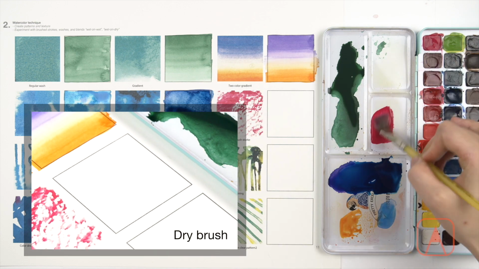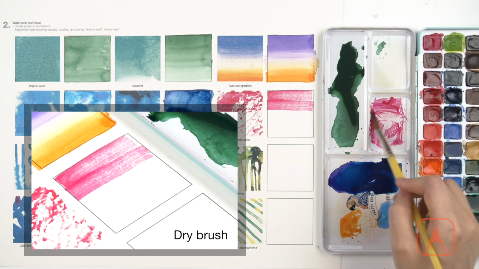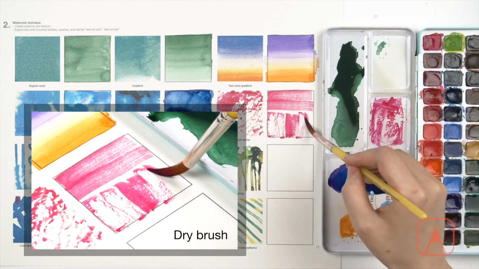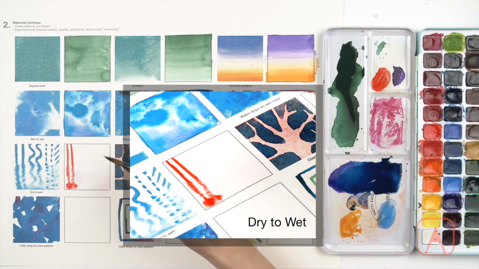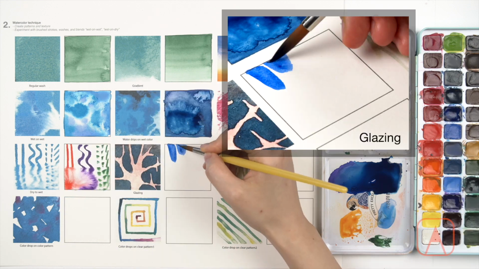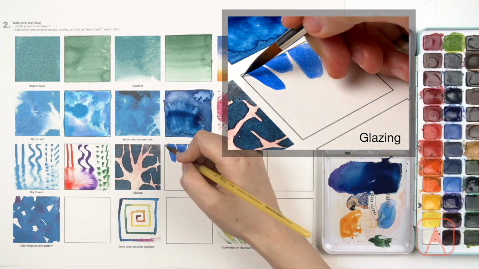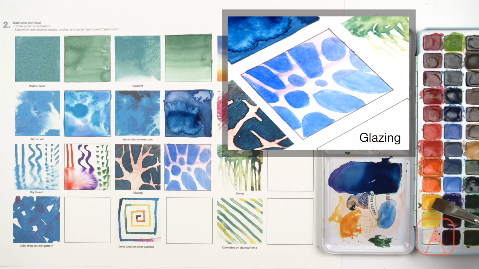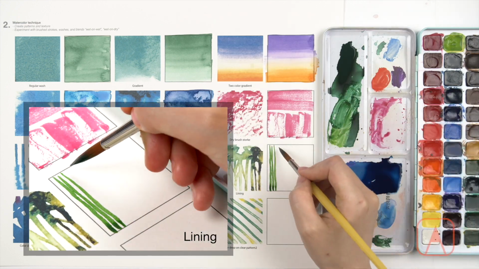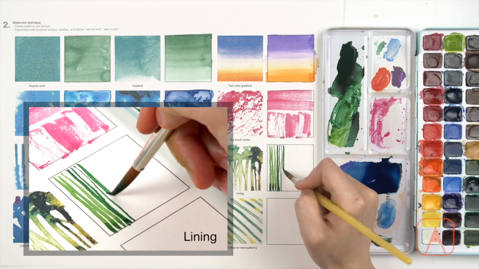Dry brush, where you'll use dry strokes on dry paper, creating a scratchy and rough texture. Dry to wet, where you'll observe how the pigments behave differently on a dry surface and a wet surface. Glazing, where you'll experiment with the transparent nature of watercolor using a complementary color combination. Lining, where you'll practice controlling your brush strokes to create thin lines.